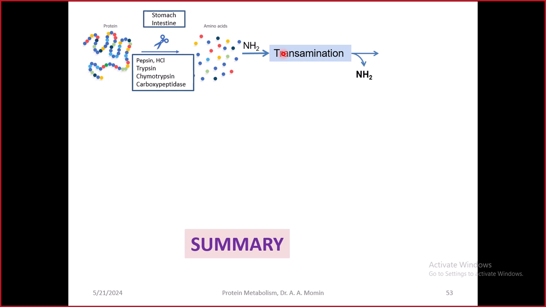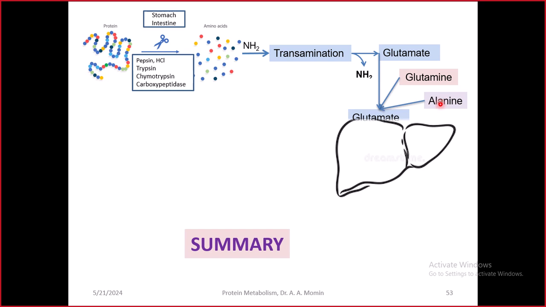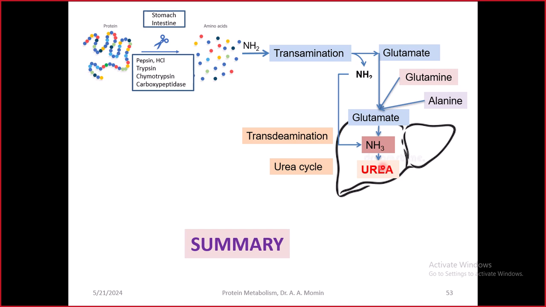Transamination is nothing but the transfer of an amino group. There is no removal of ammonia. So transamination is followed by deamination. In this step, the ammonia is liberated, and glutamate, glutamine and alanine have the ammonia, which in the further step is all converted to glutamate or added by transdeamination or deamination. In the liver itself the ammonia is converted to urea by the urea cycle, and this urea's fate is to get excreted in the urine via the kidneys.